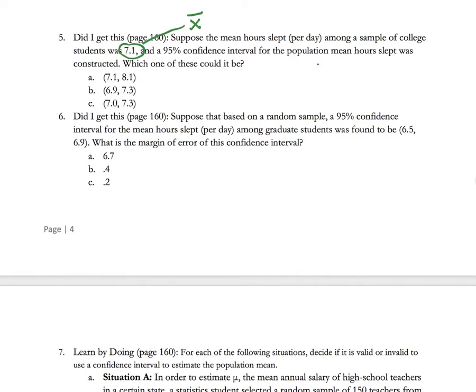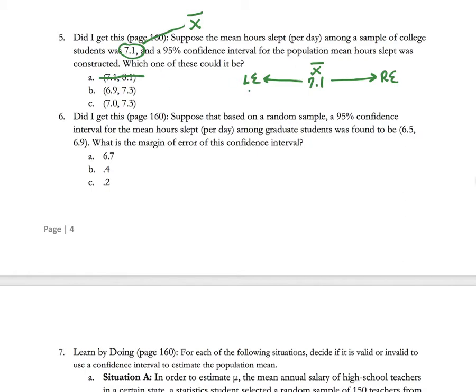Well, let's just remember how a confidence interval gets constructed. Our X bar value of 7.1 should be in the center. We move out to the right to get the right-hand endpoint. We move back to the left to get the left-hand endpoint. So, well, A just won't work, right? Because it has our sample mean, which should be the center, as the left-hand endpoint. So it can't be that.